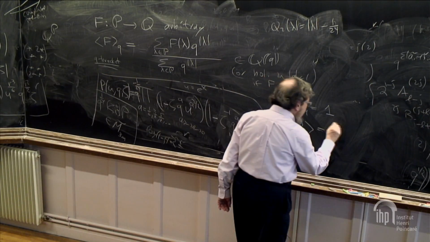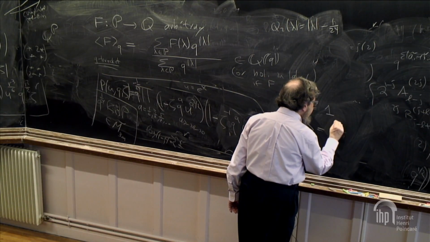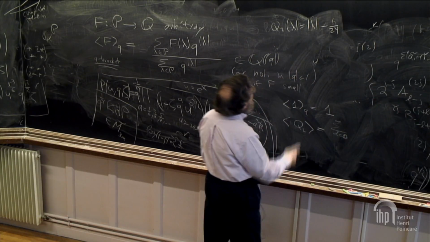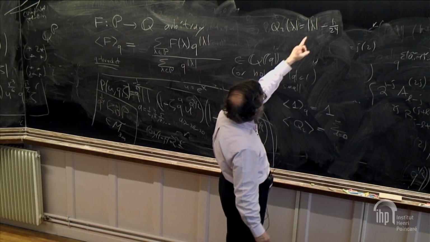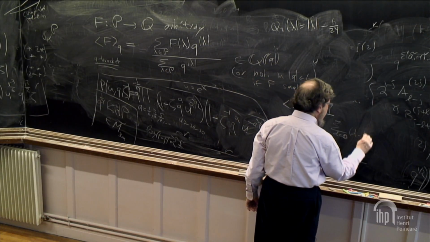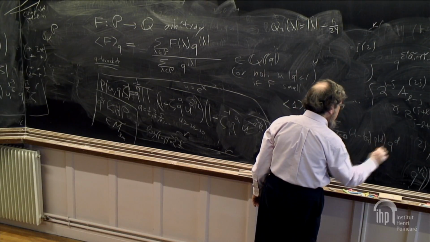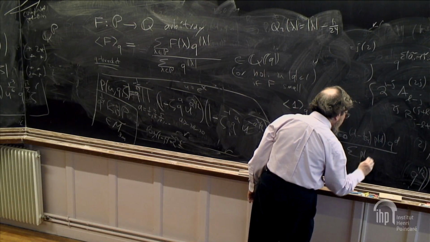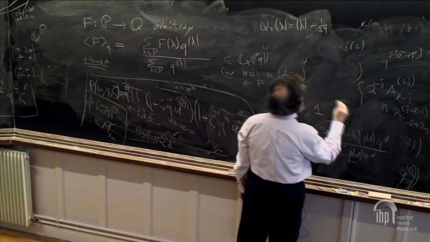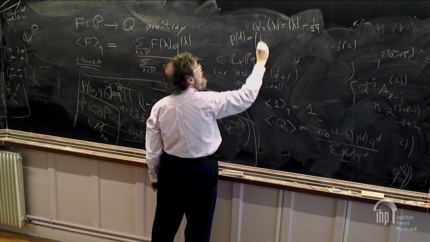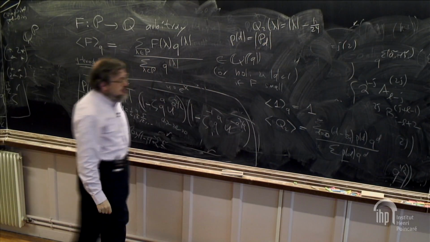So this will be the sum for d from 0 to infinity. And now if lambda is a partition of d, then this number is d minus 1/24th. And I have q to the d, but of course the number of partitions has to be inserted. So p of d is the number of partitions of d, the cardinality of the set of partitions of d.